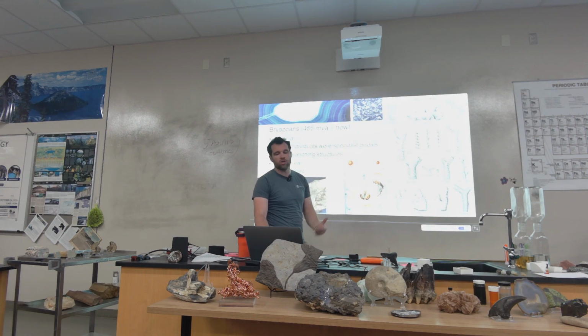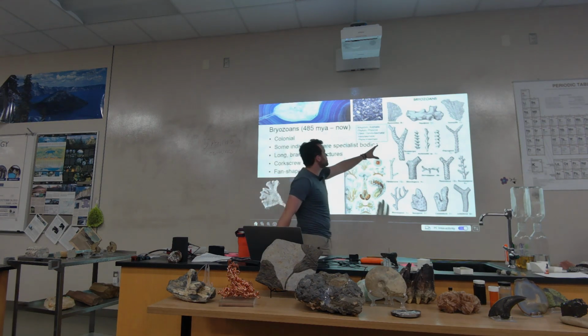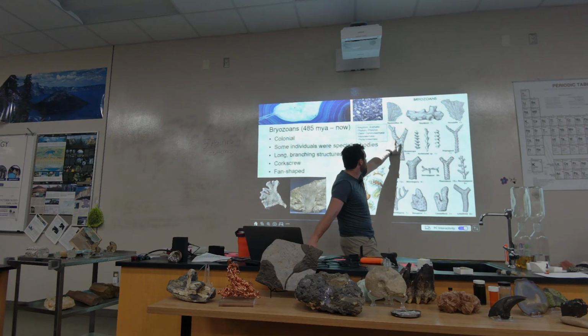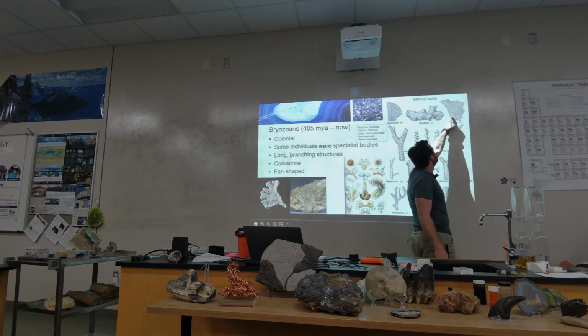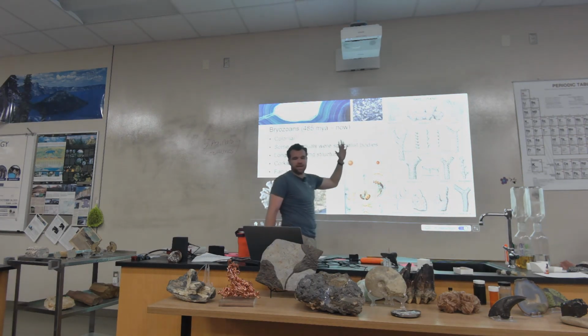Bryozoans are a very coral-looking group of animals that have many, many different types of forms. Some look like corkscrews. Some look like the coral that we see today. Some are made that look like fans. They're fenestrate bryozoans like that. They kind of look like lacy fans.